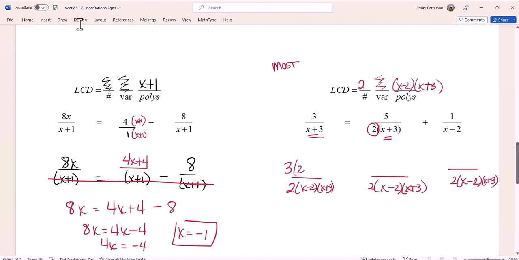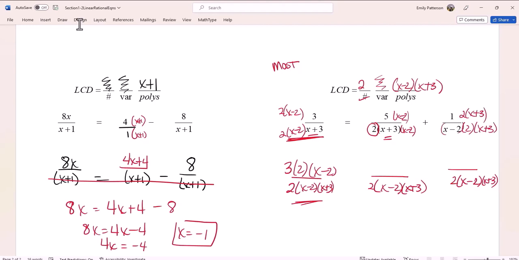And what I need is to multiply it by 2, and I need to multiply it by x minus 2. So 2 times x minus 2. This needs 2 times x minus 2. And now this looks exactly the way it's supposed to look, like my LCD. This one has the 2. This one has the x plus 3, but it needs an x minus 2 on top and bottom. This one has the x minus 2, but it's missing a 2 and an x plus 3. This is missing a 2 and an x plus 3. So we take all of these into account.